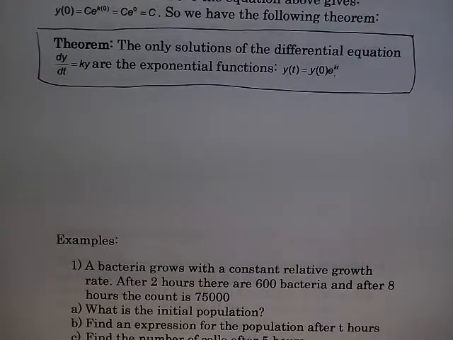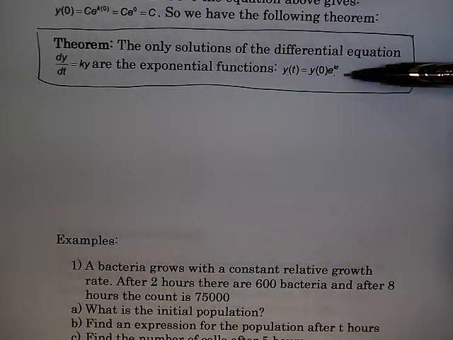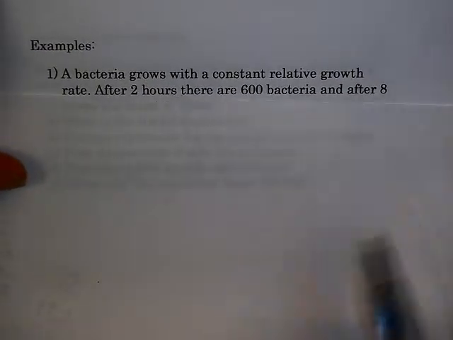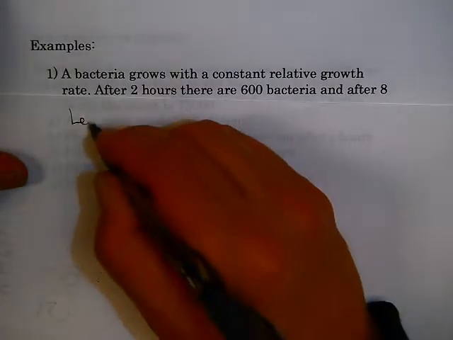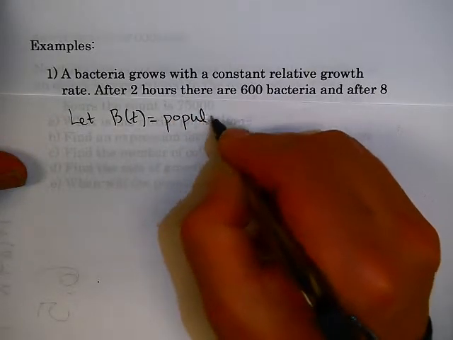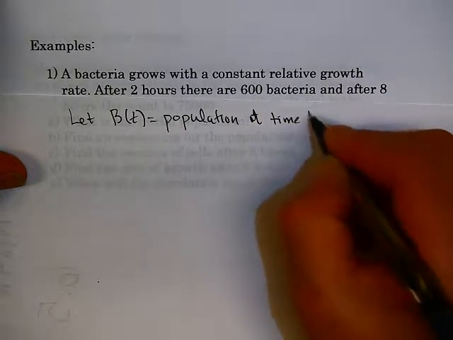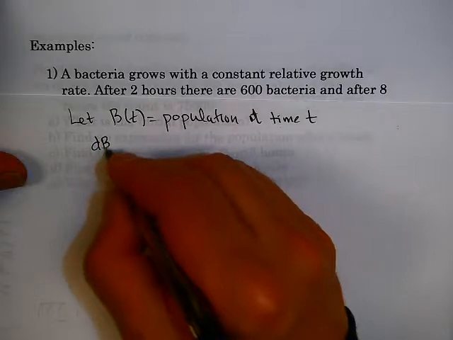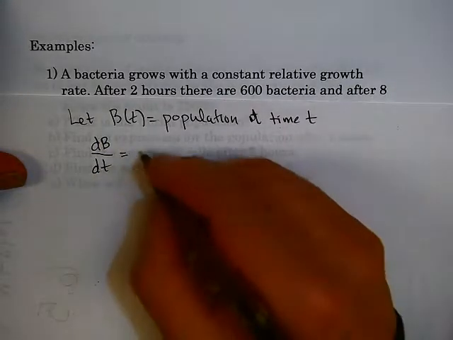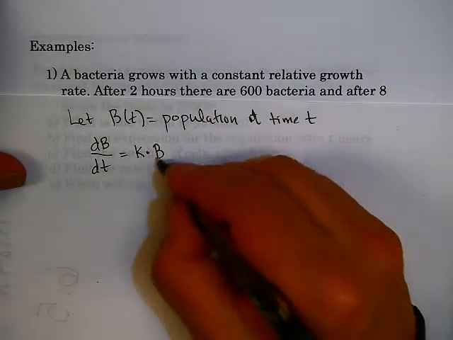Now remember, we have proved this theorem above. If I can justify to you that this situation is modeled by that differential equation, then I can just use this. So let's think about this. A bacteria grows at a constant relative growth rate. What does that mean? Well, let B(t) equal the population of the bacteria at time t. So dB/dt has a relative growth rate. That means that it's a constant times the amount present.